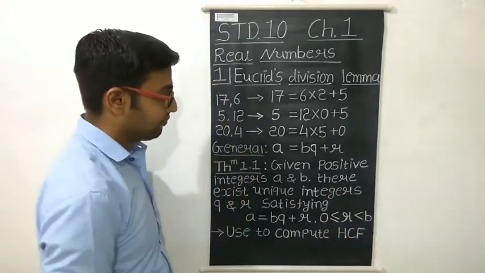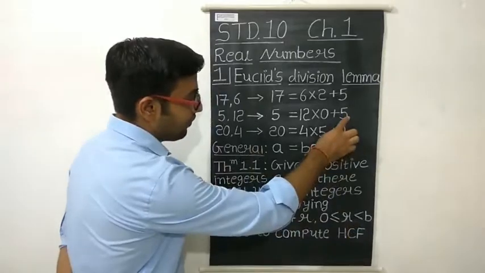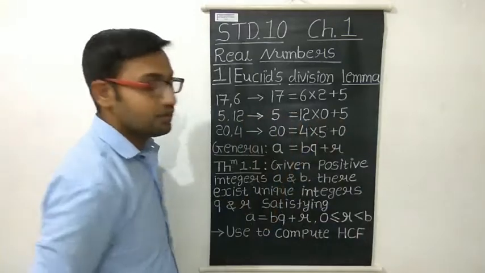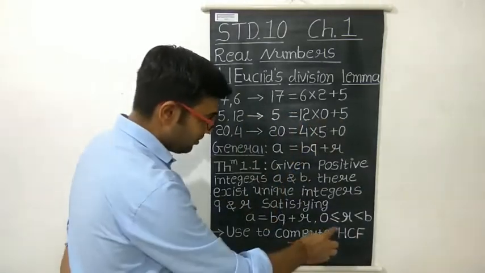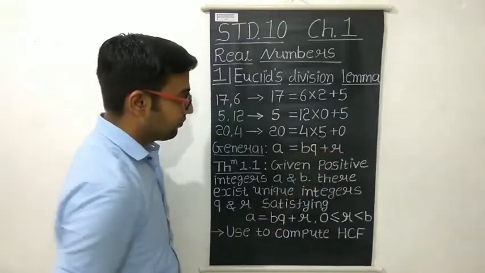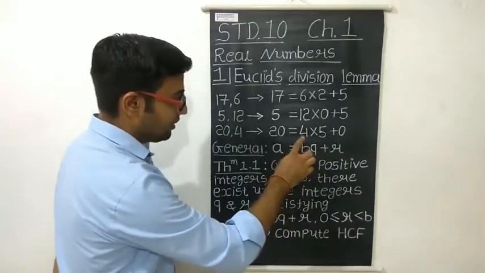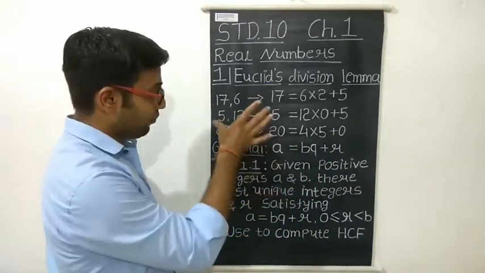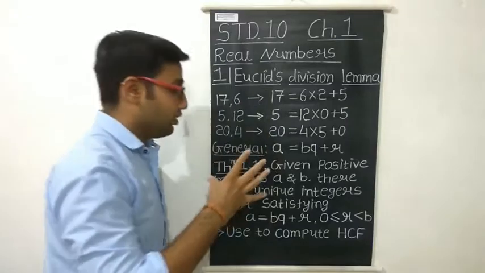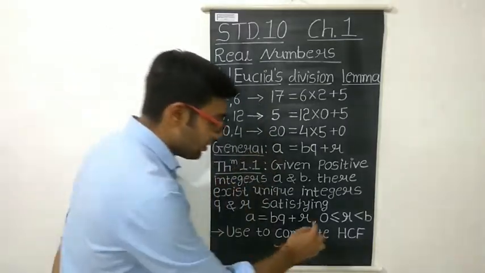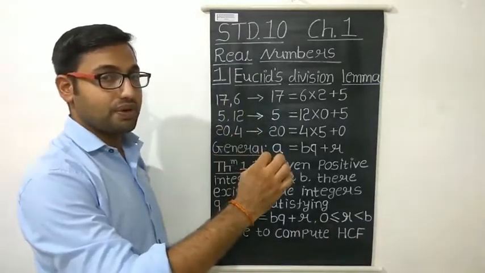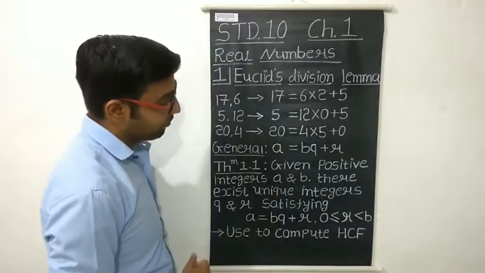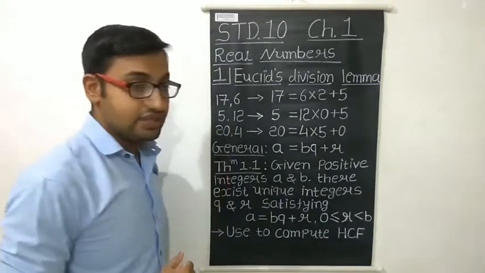For the second sum also, the value of the remainder is 5 and B is 12. Again, 5 is less than 12. Third, the remainder is 0 and B is 4. Again, 0 is less than 4. If you take other examples, you can also check by yourself that this condition must be satisfied. Okay.